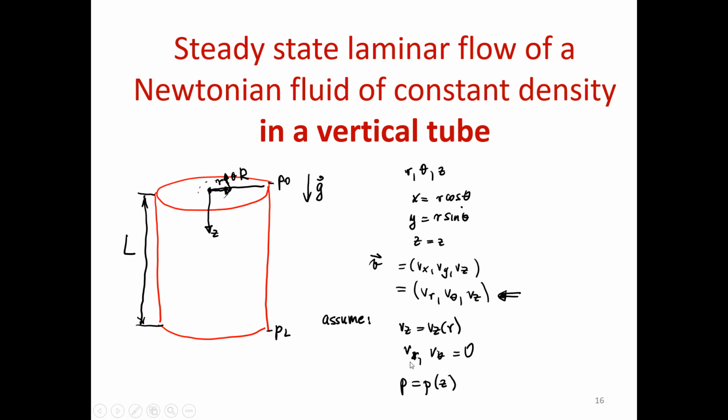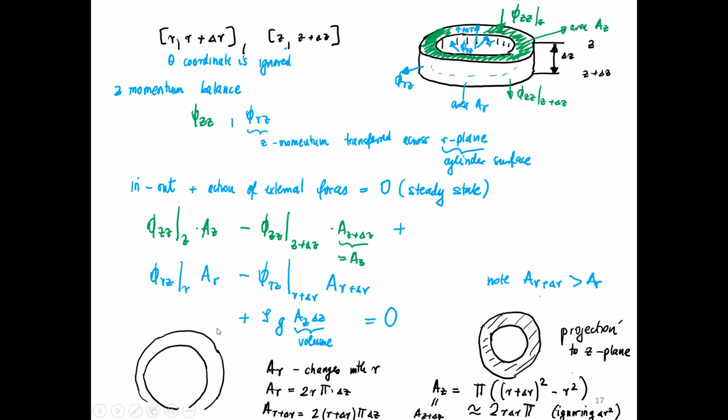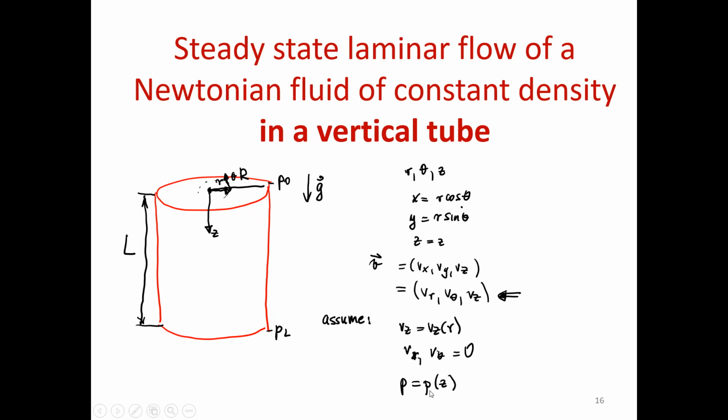So then we have Vr and V theta assumed as 0, so nothing is flowing out in the radial direction, and V theta, which would be the rotating velocity, is 0 as well because I'm assuming a solid static wall. And then consequently my pressure is a function of only z as well. I don't have radial differences in pressure.